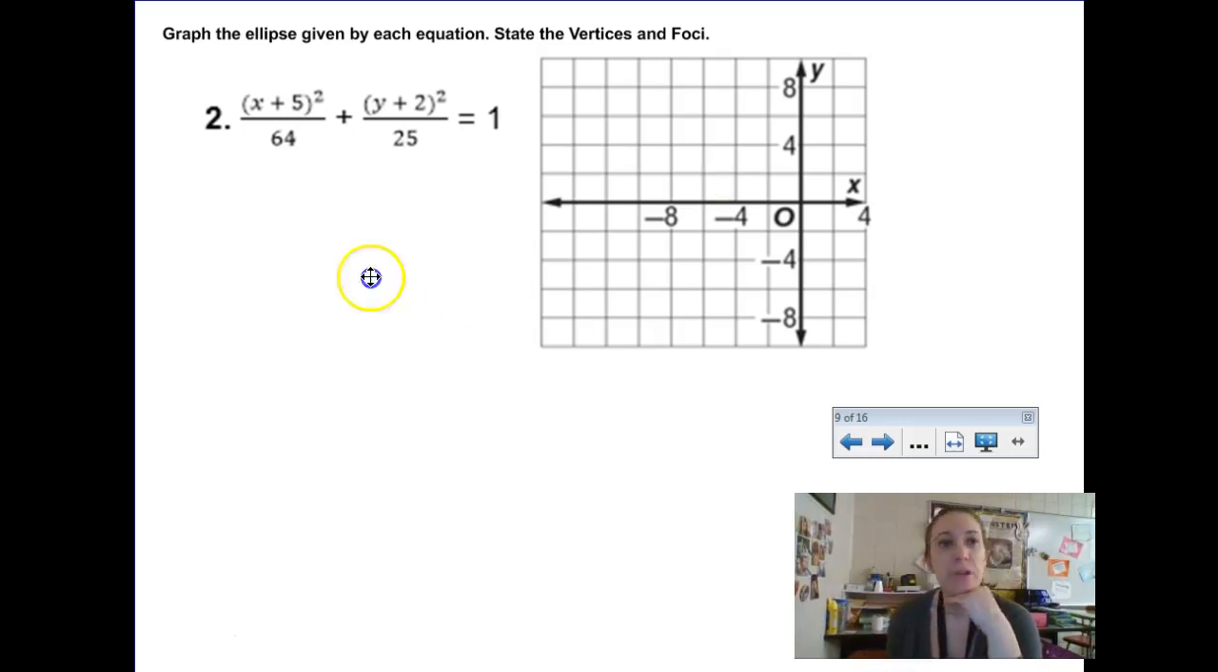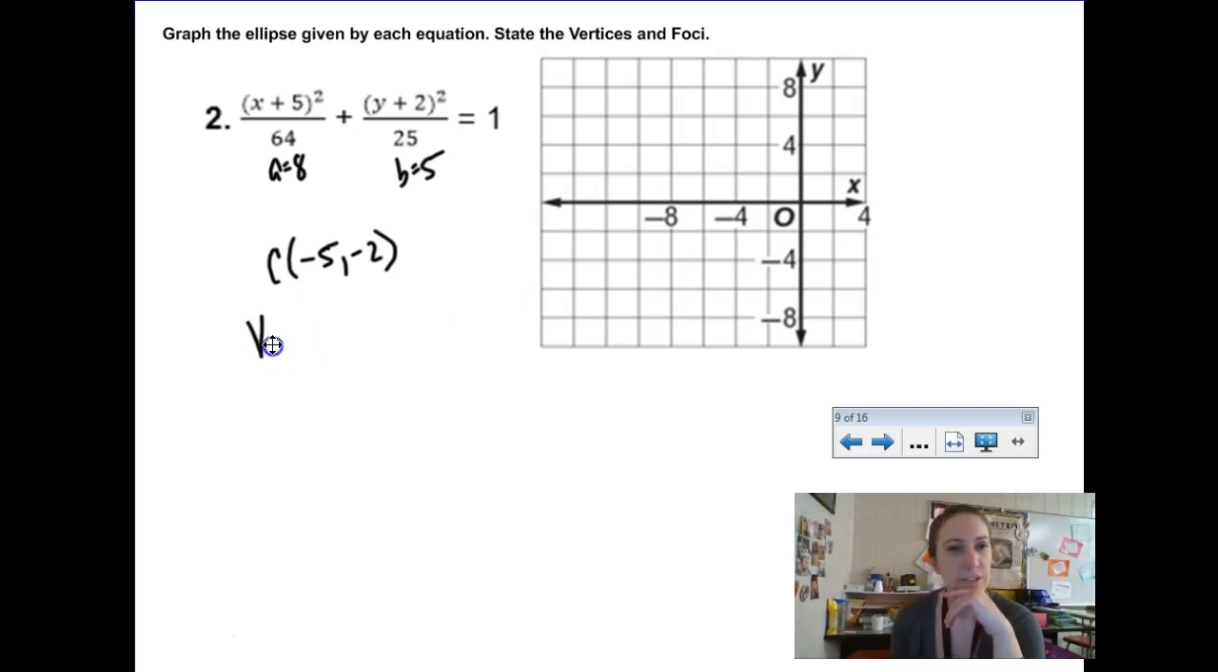Okay, this next one. The larger value for the major axis is under the x term, so that means we have a horizontal ellipse. The a value is going to be an 8, the b value is a 5, and the center is at h, k, so -5, -2. So for my major vertices, I'll use a formula on this one if you want. It would be h plus and minus a comma k, which makes sense for the horizontal one.